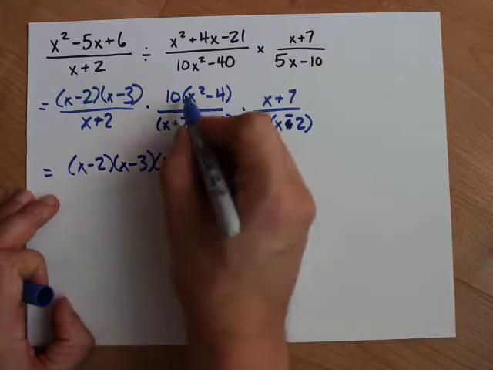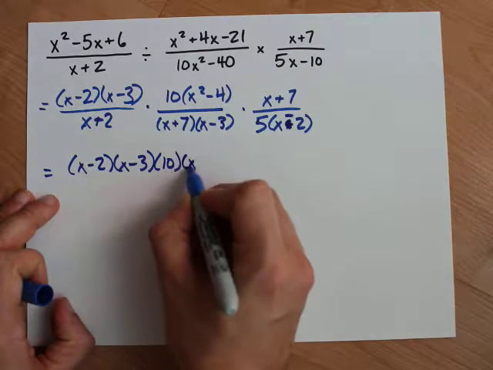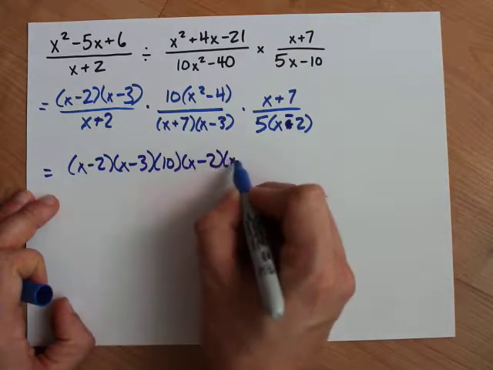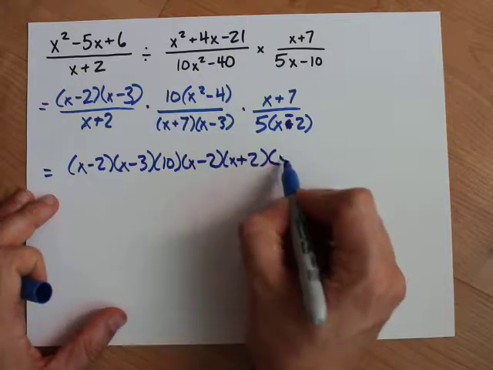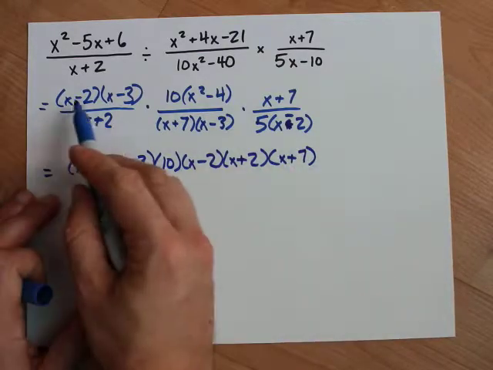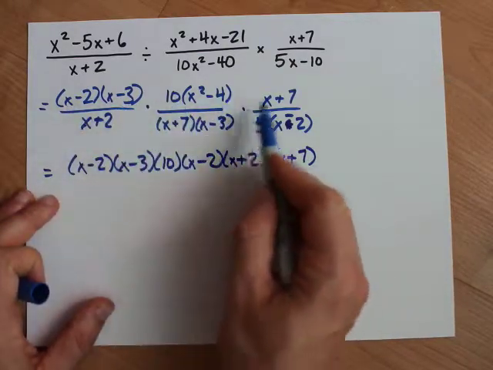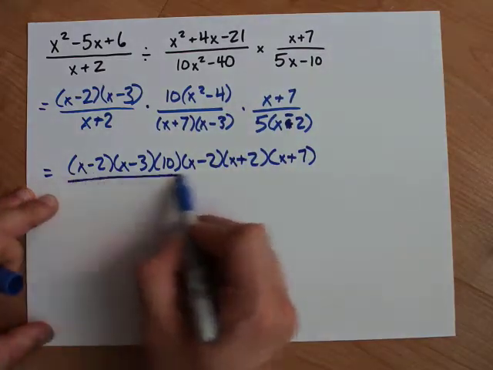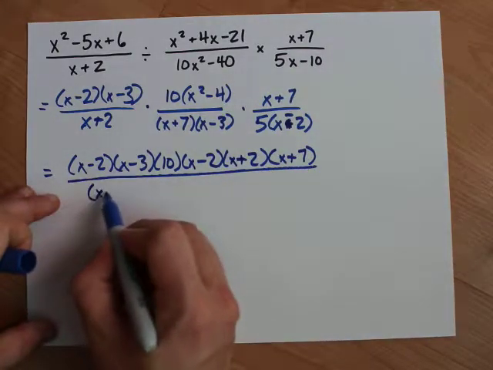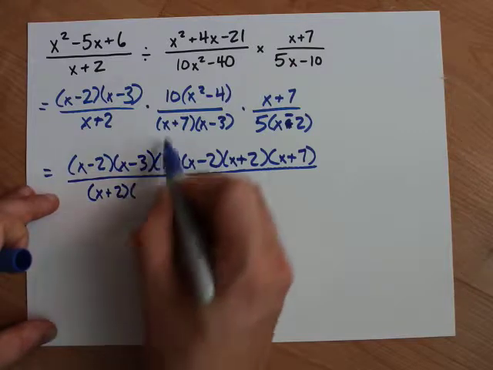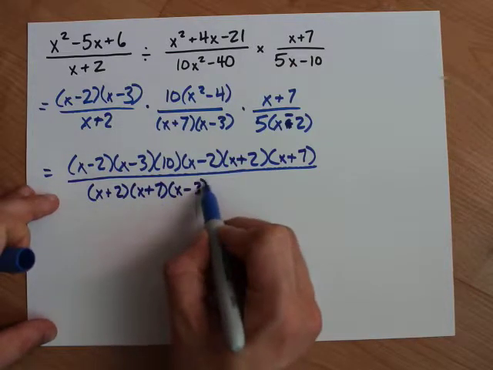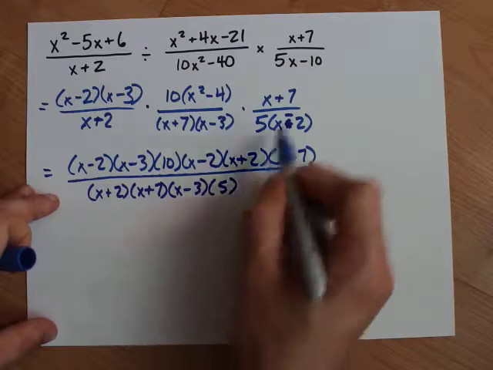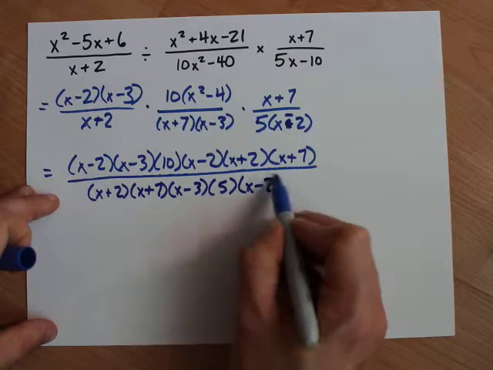I've got a 10. This is difference of squares. I'm going to factor that as I write it down. That's x minus 2 and x plus 2. And x plus 7 as well. Top times top times top. My bottom has x plus 2, x plus 7, x minus 3, an extra 5, and an x minus 2.